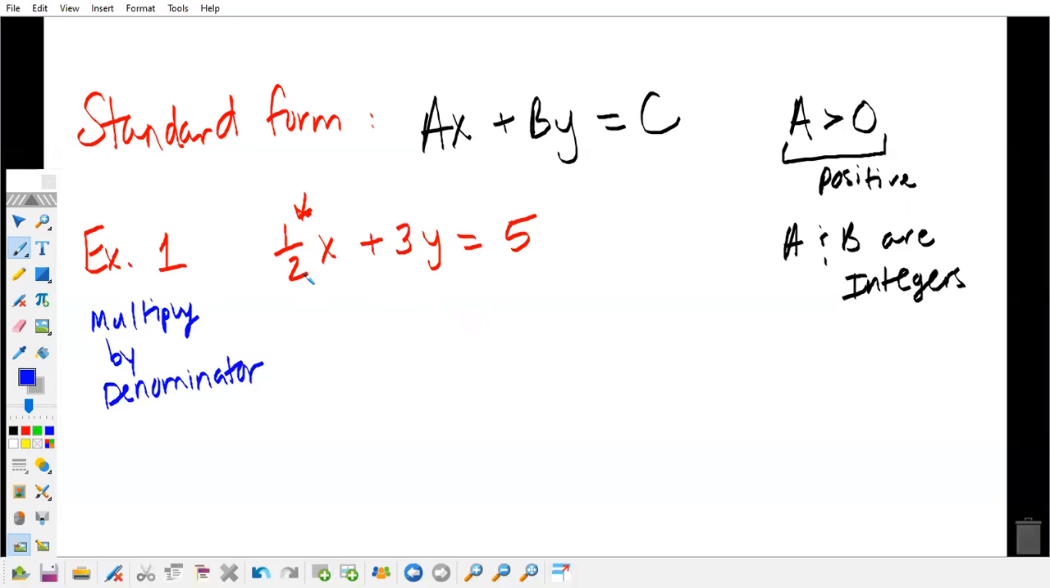Okay, so my denominator is 2. So I multiply both sides by 2. And what I'm left with is 1x plus 6y equals 10. Is it now in standard form? Yes.